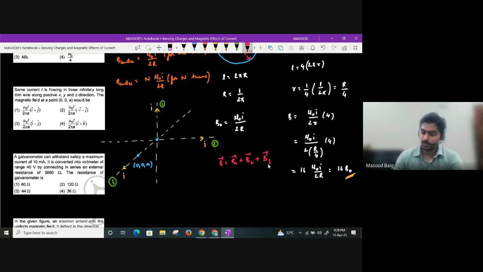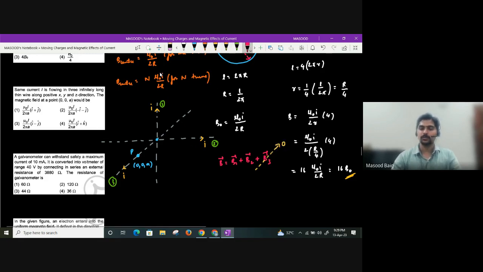Now please tell me, due to the third wire, where is the given point lying? Is it lying on the third wire or not? So whenever a point is lying on the wire or on the wire produced, what will be the magnetic field at that point due to that wire? Zero. We have studied this or not, guys? So what is B3 bar here? It will be 0.